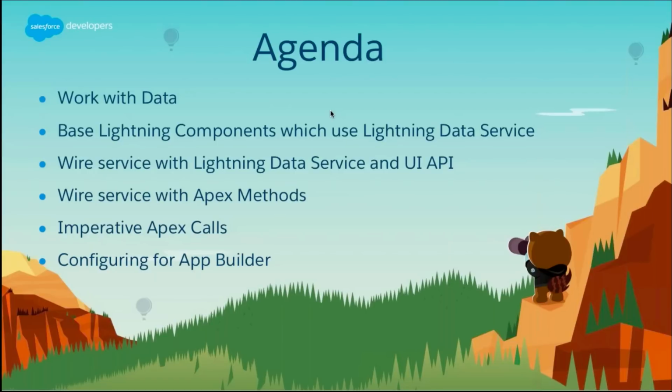We'll start by talking about base Lightning Components, which use the Lightning Data Service to get the data from the Salesforce org. Then we'll talk about how to use the wire service. This is a new term for most people. We'll see how to use the wire service to get the data, which in turn uses the Lightning Data Service and the UI API. And we'll also see how we can call Apex methods using the same wire service. Then if we want to call the Apex methods directly, or imperatively, we'll see how we can do that. And finally, we'll see how we can compose pages using the Lightning Web Components which we are going to develop.